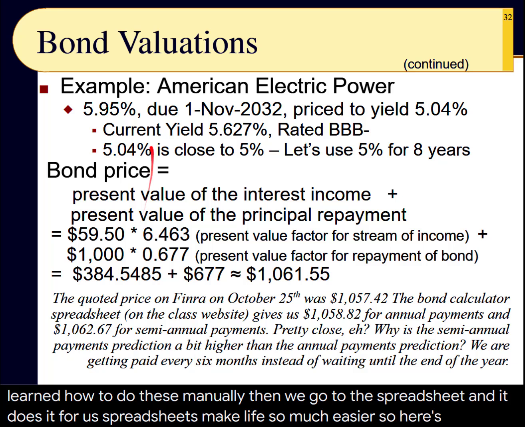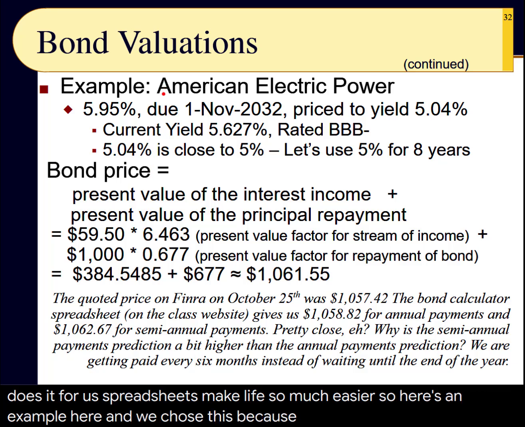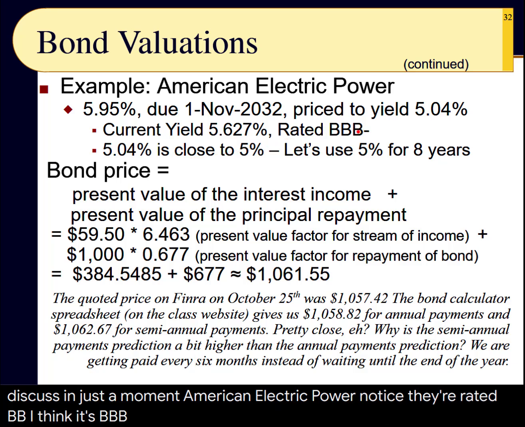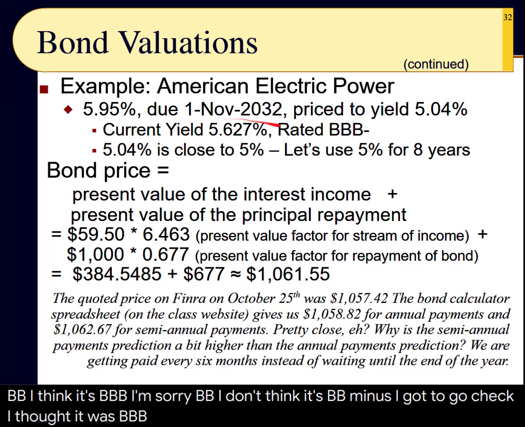So here's an example here. And we chose this because of certain attributes that we'll discuss in just a moment. American Electric Power. Notice they're rated BB. I think it's BBB. I'm sorry, BB. I don't think it's BB minus. I got to go check. I thought it was BBB. Anyway, it's still one step up from junk, right?